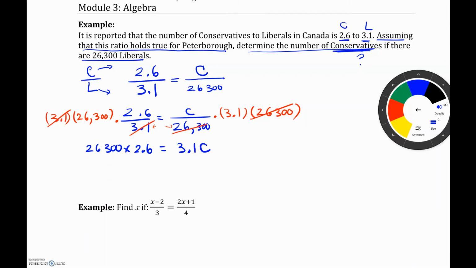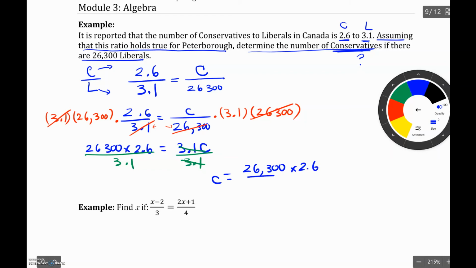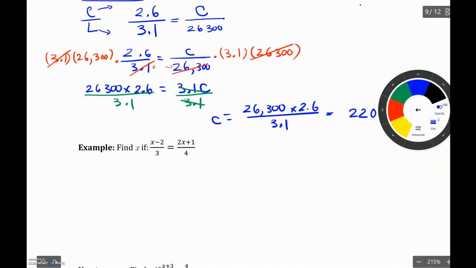Now you might be saying, why did I put the C after? Remember we talked about the commutative rule or the order property. The order makes no difference. Now to get C by itself, now we just simply divide both sides by 3.1. So that goes, and now you're left with C equals 26,300 times 2.6 all over 3.1. And if you do that, you will get approximately 22,058 conservatives.